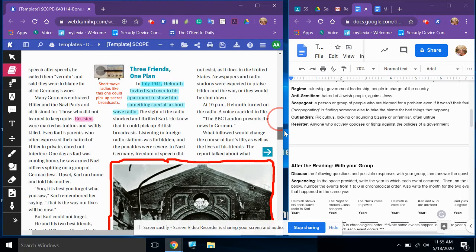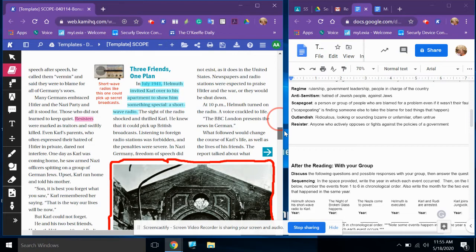Three friends, one plan. In July 1941, Helmuth invited Karl over to his apartment to show him something special, a shortwave radio. The sight of the radio shocked and thrilled Karl. He knew it could pick up British broadcasts. Listening to foreign radio stations was forbidden, and the penalties were severe.